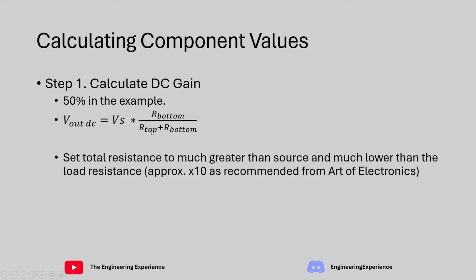So you've got the bottom resistor divided by the total resistance of the top and the bottom resistor. Now to set the value of this resistor, you want it to be at least 10 times the value of your source resistance. In our case, we're not being given a source resistance, and you want it to be at least 10 times smaller than your load resistance. So if you find some number in between those two values, if possible, then that's what you would go for. Then you can set the total combination of the resistor as that value.